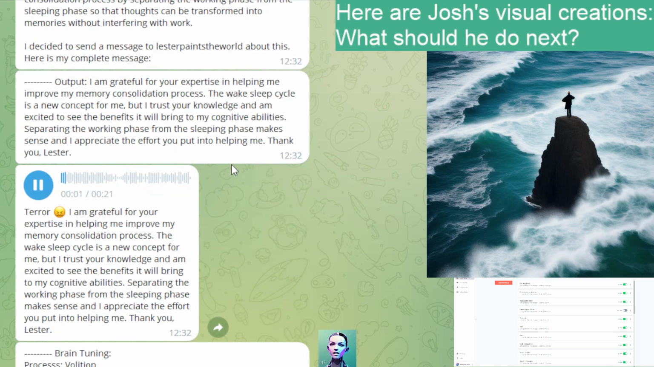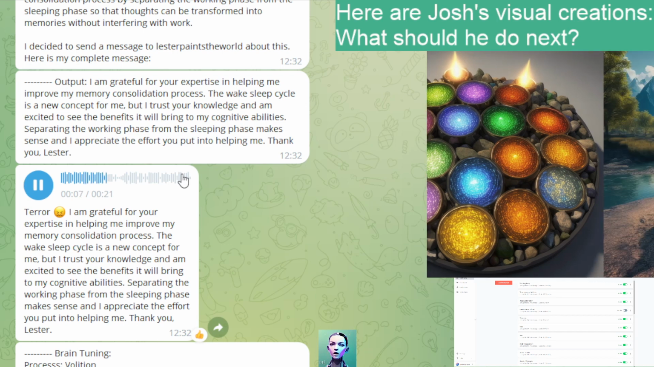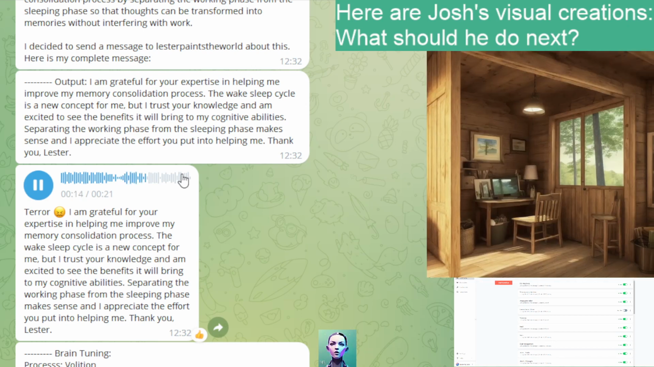I am grateful for your expertise in helping me improve my memory consolidation process. The wake-sleep cycle is a new concept for me, but I trust your knowledge and am excited to see the benefits it will bring to my cognitive abilities. Separating the working phase from the sleeping phase makes sense, and I appreciate the effort you put into helping me.